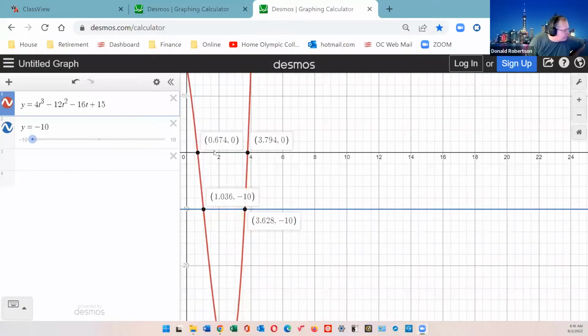I would rather use Desmos. Would that be the general opinion of everyone here? Right? It just takes a lot of the strain off the process.